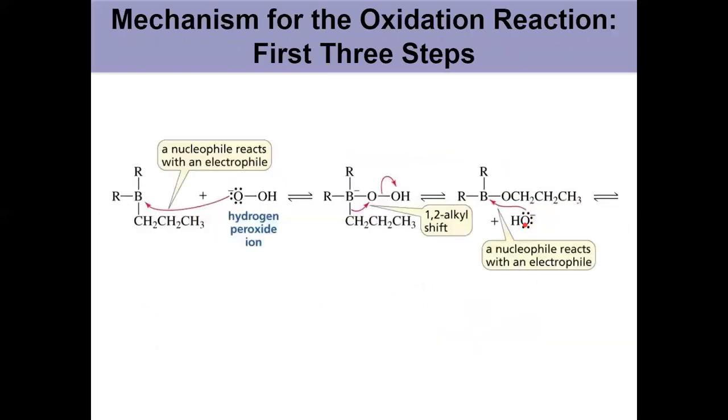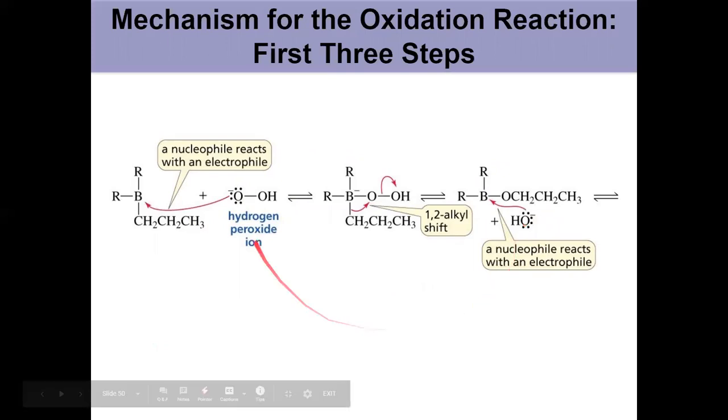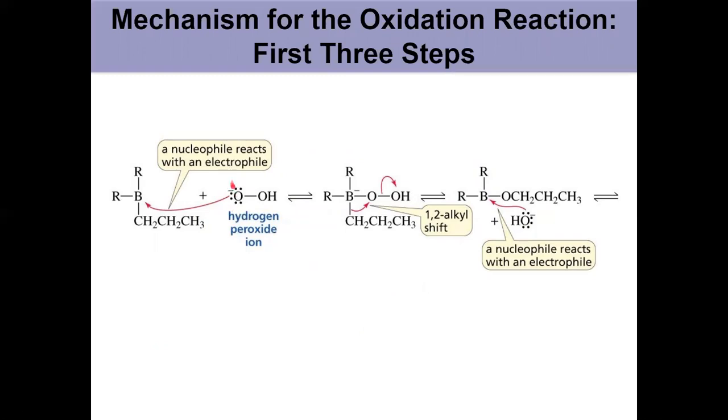So what's the mechanism? Well, first I have my hydrogen peroxide ion come in. It's been deprotonated in a basic solution. So my hydrogen peroxide comes in and attacks boron. Shares a pair of electrons there to give me this negatively charged boron, still acting as an electrophile. Here's our electrophile. Here's our nucleophile, negatively charged. Then I do what's called an alkyl shift.